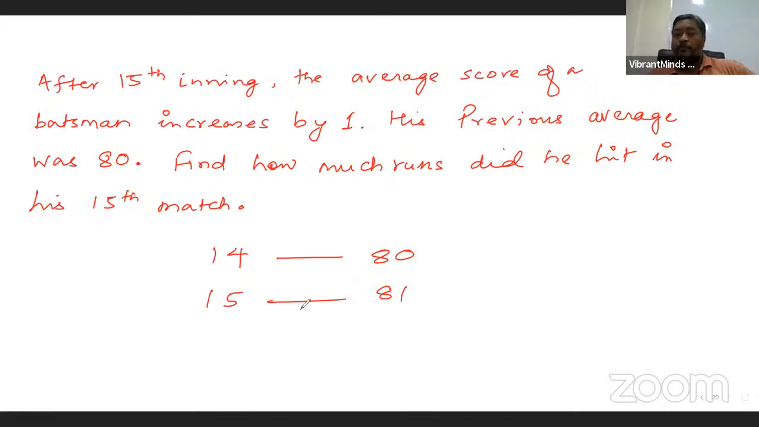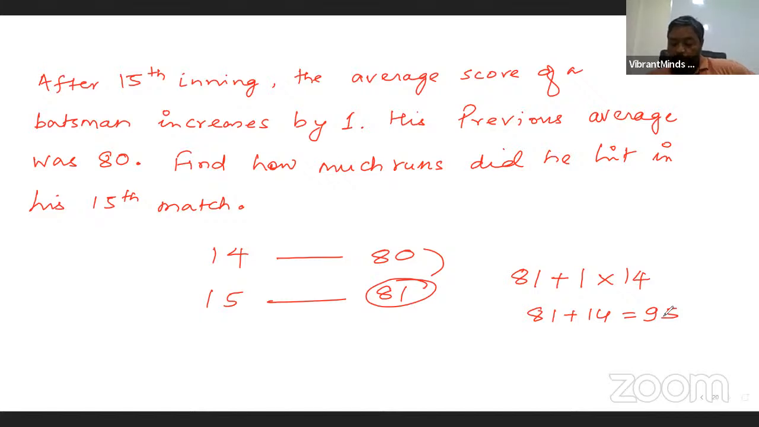What I gave you, the formula, is new average plus change in average 1 multiplied by old number of observations. So 81 plus 14 is how much? 95. Is it clear? Is it clear, guys?